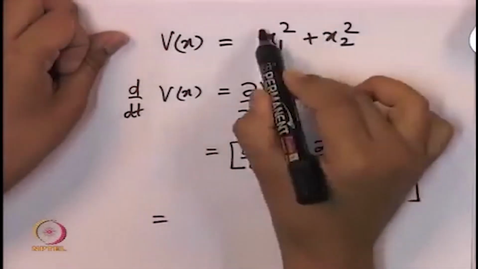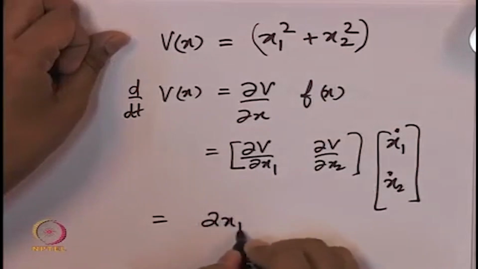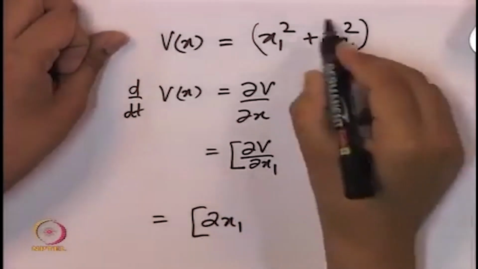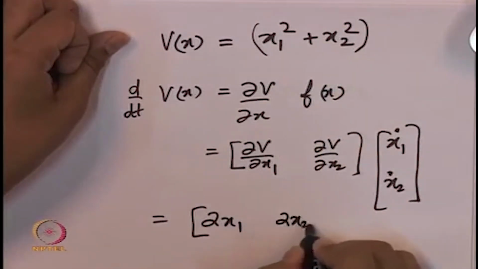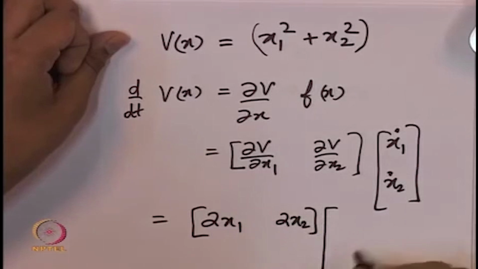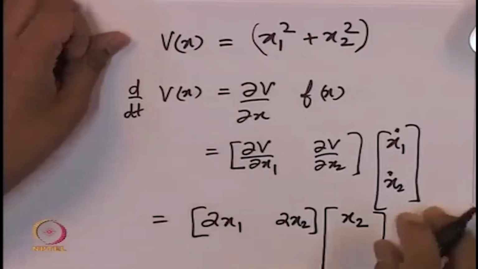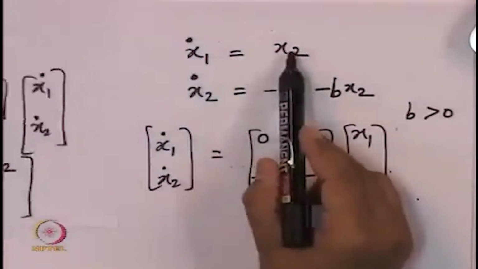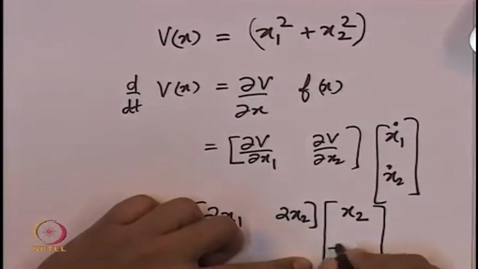So, the partial derivative of this function with respect to x1 is nothing but 2x1, and the partial derivative with respect to x2 is nothing but 2x2. Let us see the previous system: x1 dot was equal to x2, and x2 dot we will write as minus x1 minus b x2.